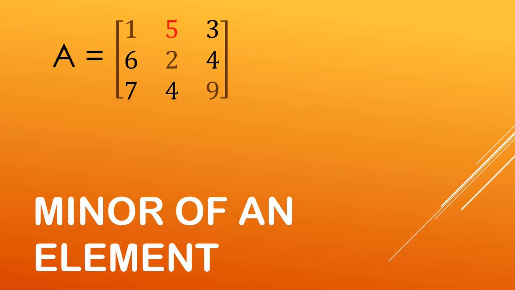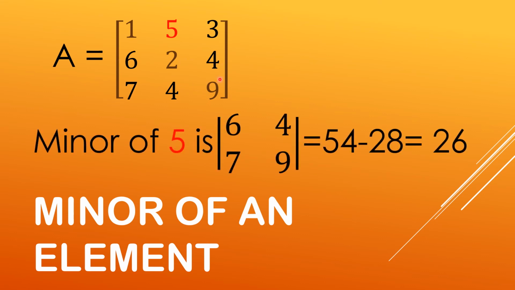Now let us see how to find the minor of 5 in this matrix. We delete the row and column containing 5. So we delete the first row and second column. The remaining elements are 6, 4, 7, 9. And we take the determinant. Minor of 5 is the determinant 6, 4, 7, 9. So it is 54 minus 28 equal to 26.